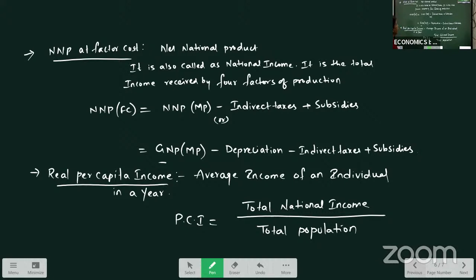Next, NNP at factor cost. Net national product at factor cost is also called national income. It is the total income received by 4 factors of production. So we calculate the NNP at factor cost, which equals NNP at market price minus indirect taxes plus subsidies, or GNP at market price minus depreciation minus indirect taxes plus subsidies.